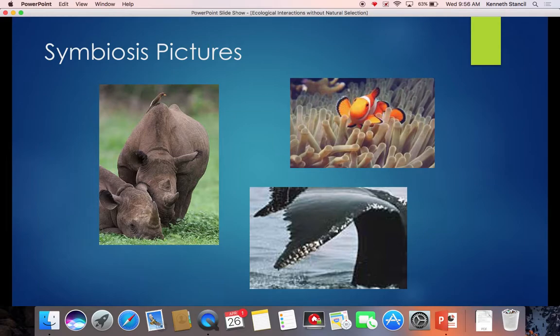Okay, here we've got Nemo living in seaweed or whatever that stuff is. Okay? It provides him a home. Here we've got barnacles that are attached to the whale fin. Okay? They both help each other out. They both benefit from the relationship.